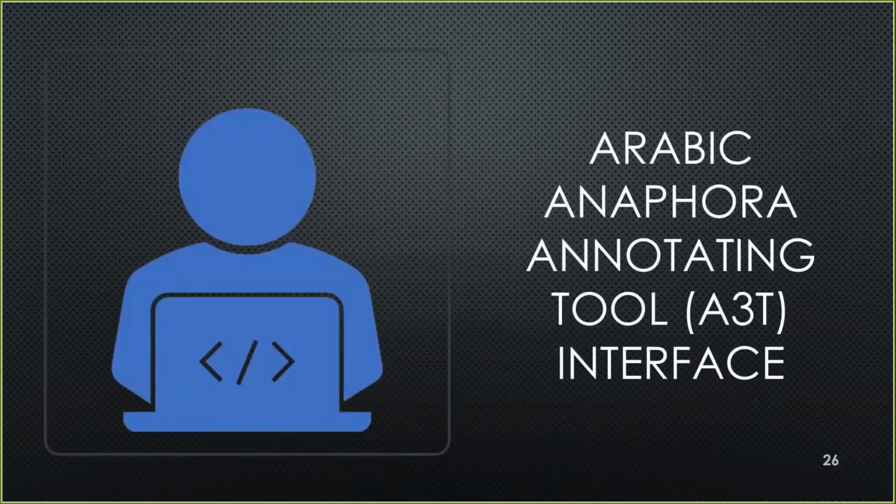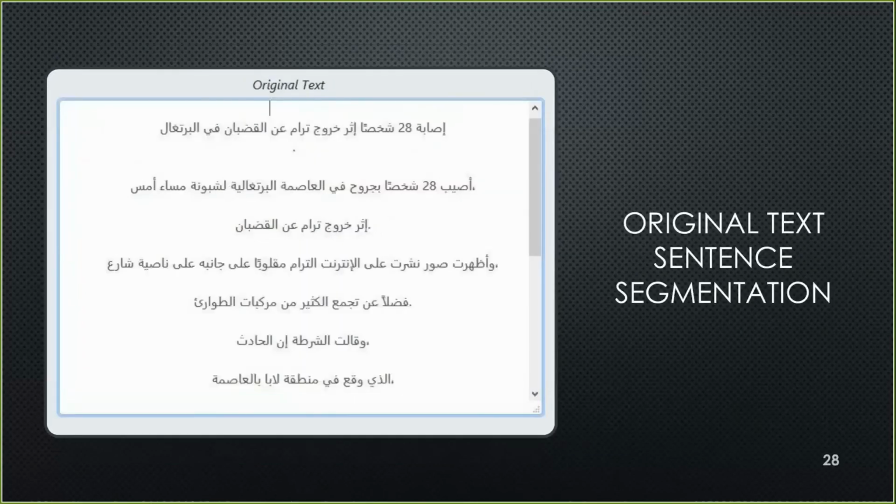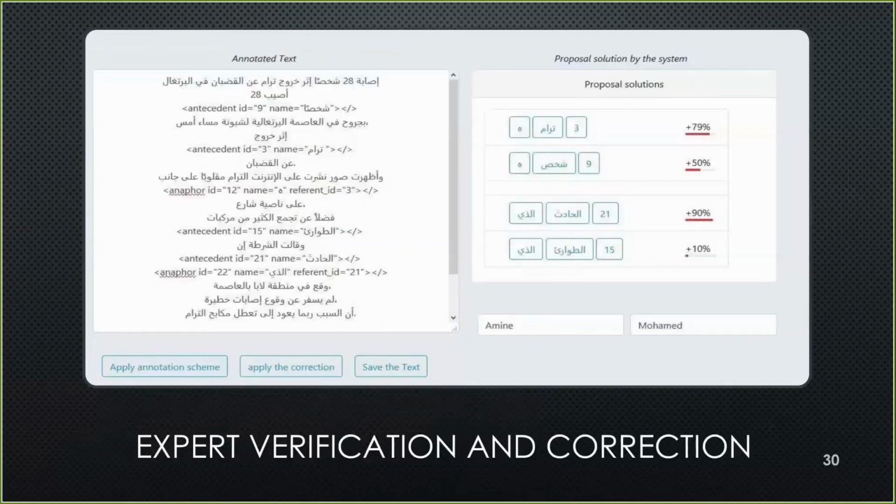Moving on, before ending, this is a brief demo or prototype demo for the tool. This is the input raw text, which is the original text fed to the system. The second process is sentence segmentation or tokenization at the sentence level, and passing through the MADAMIRA part of speech tagging to find the part of speech for each word and other morphological features, as illustrated here. And then the expert verification and correction.